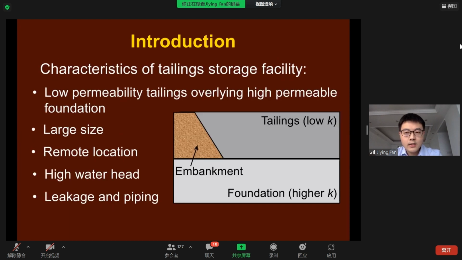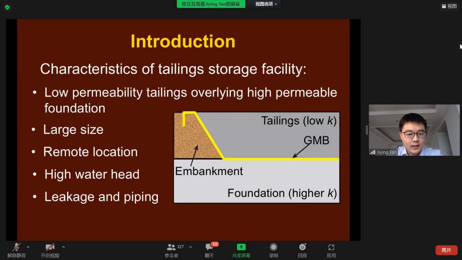Tailings are the products of crushing and grinding ores. Tailings storage facilities are engineered structures that are constructed to impound tailings slurries. Given the large size and remote location of a tailings storage facility, local native soil is usually used to minimize the construction and haulage cost. And therefore, leakage and piping may be initiated in the embankment and foundation due to inadequate filter design or construction.